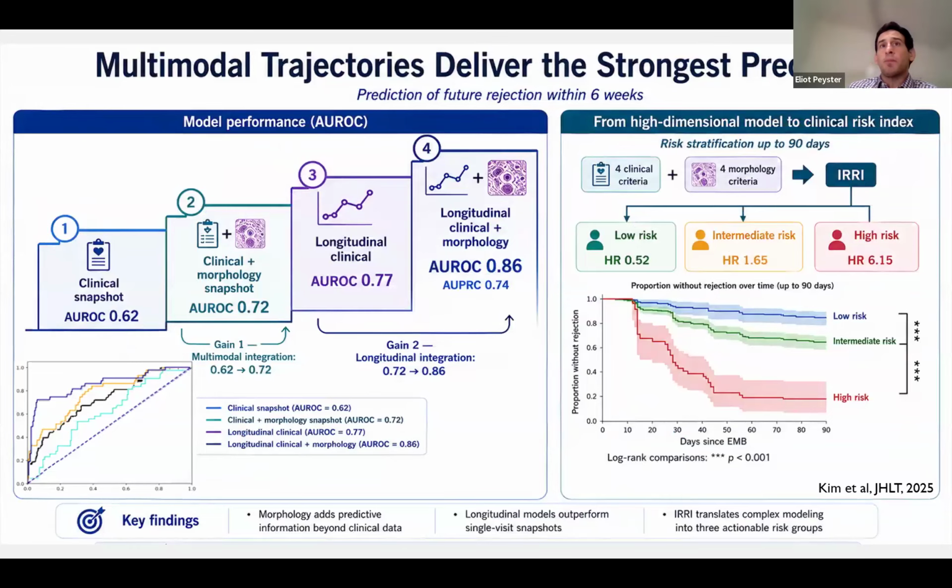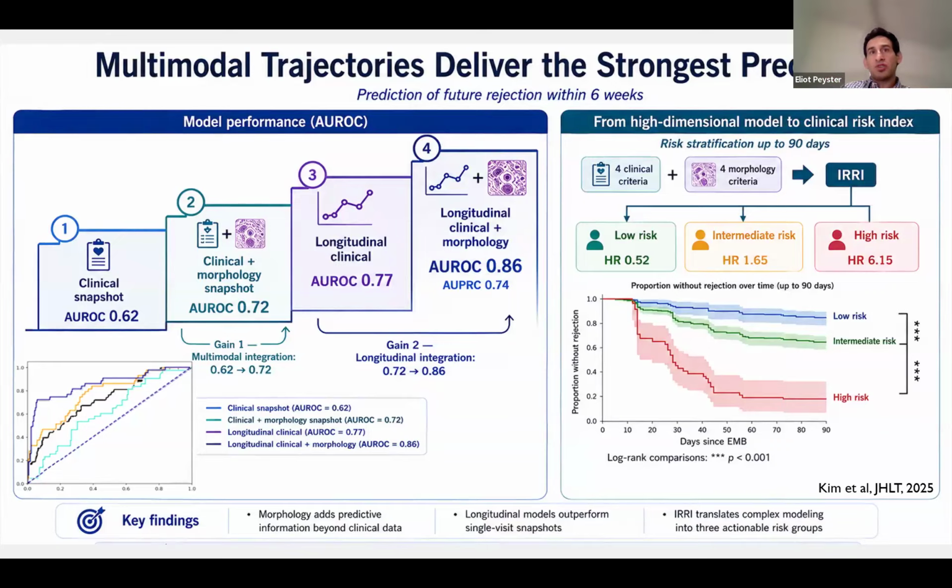And the results produced a pretty clear stepwise pattern in predictive performance. First, as expected, cross-sectional multimodal clinical plus morphology data improved performance over cross-sectional clinical data alone, increasing the AUC from 0.62 to 0.72. This confirms once again that multimodal integration adds meaningful predictive value. But the larger improvement came when we incorporated time. When we combined longitudinal trajectories of clinical and pathology variables, performance increased significantly to an AUC of 0.86.